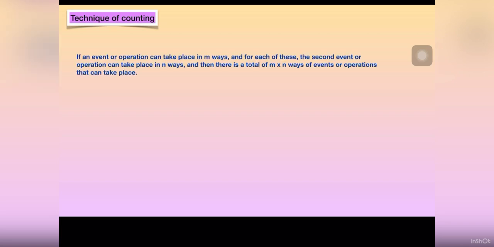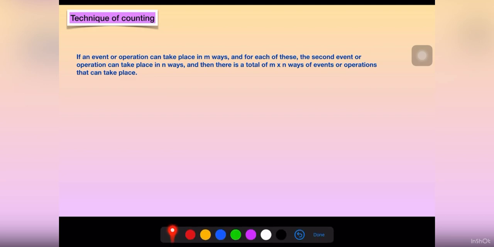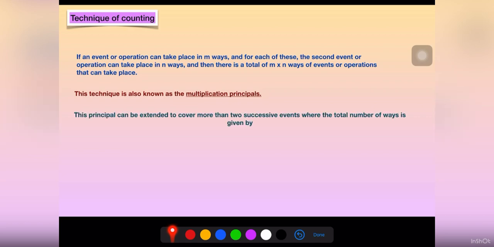Technique of counting. If an event or operation can take place in m ways, and for each of these, the second event or operation can take place in n ways, then there is a total of m times n ways of events or operations that can take place. This technique is known as the multiplication principle.